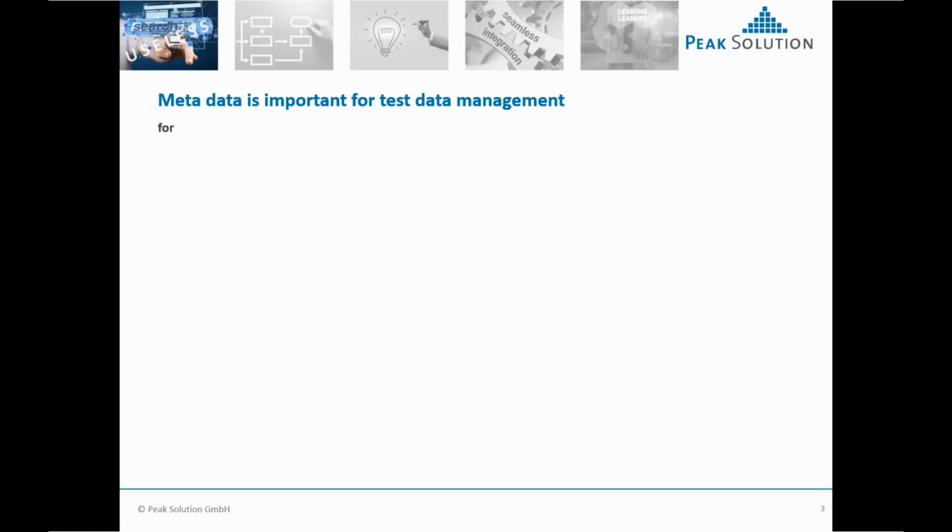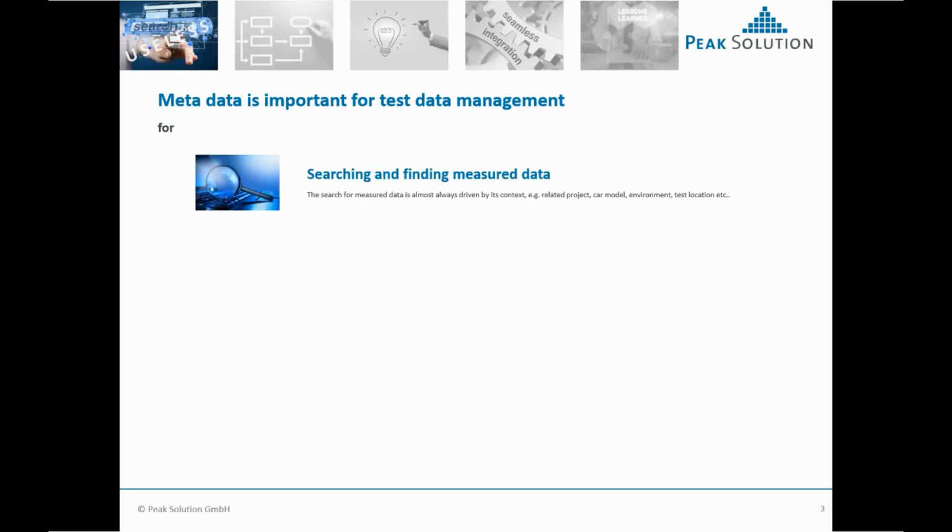To answer that, let's have a look for what we need metadata after the testing. First, we need to find the data in a later stage. After the test, we will need metadata, for example project numbers, car models, customer information, but also test types to find test data. For example, because we want to learn from previous testing or because we might have a legal duty to provide.